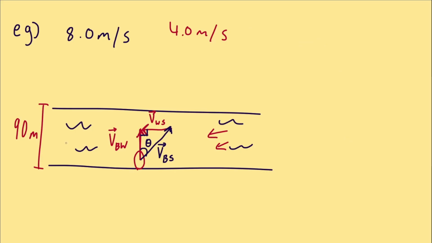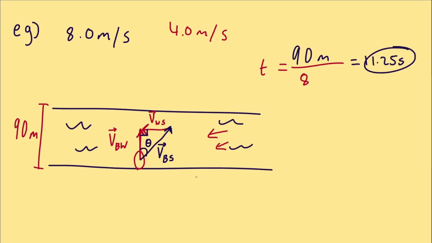Time is determined by two things: the distance of the river, which is 90 meters, and the velocity component in that direction. The velocity component in that direction is this vector VBW, which is 8 meters per second. Now, as you know, time is equal to distance over speed. So that means time is equal to 90 meters, the distance, over the velocity, which is 8 meters per second. This gives you 11.25 seconds. So that's how long it takes to cross the river.